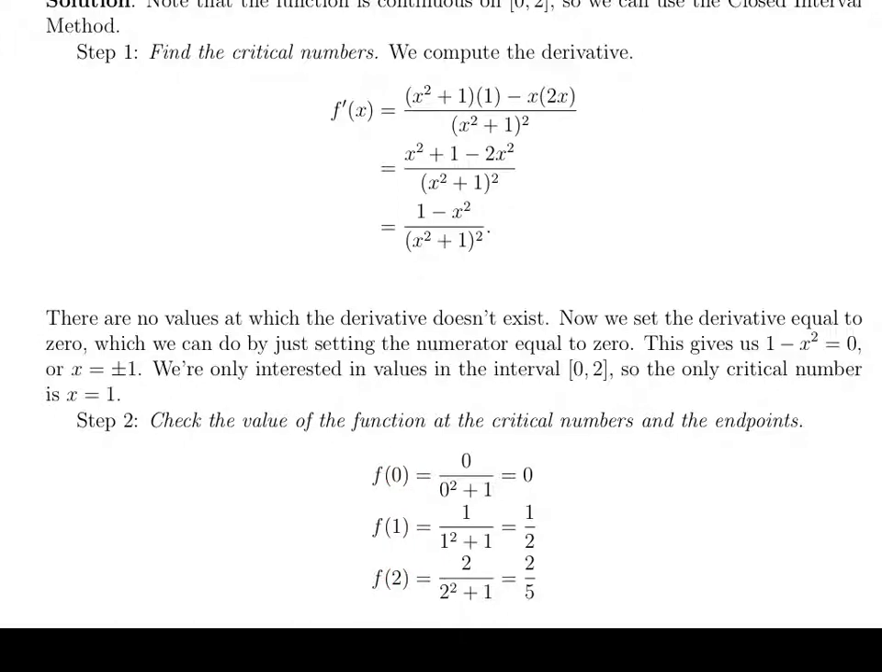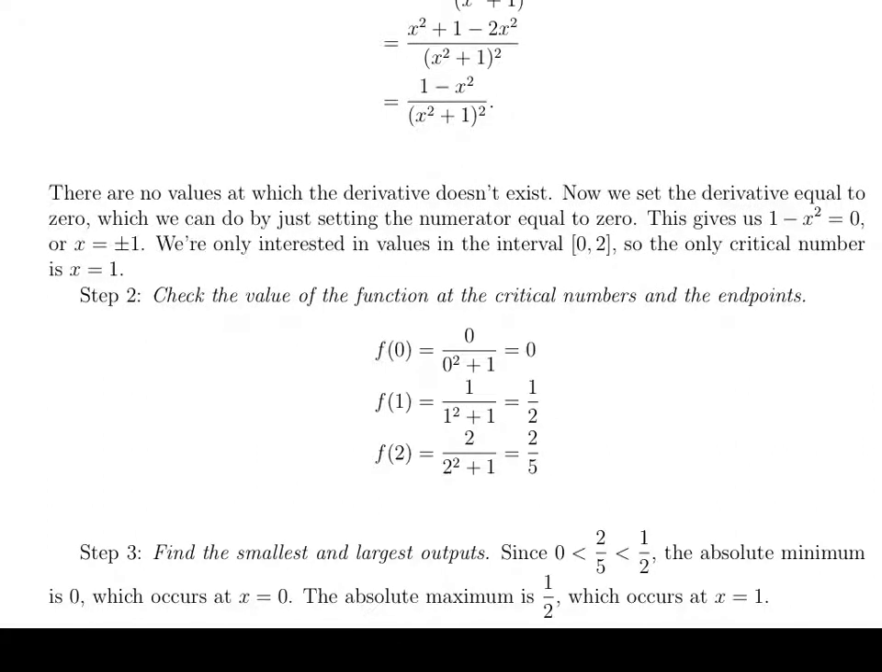So now what we need to do is, once we have these outputs, we're going to see which one is biggest, which one is smallest. That's our final step. Now it's pretty easy to see that 0 is the smallest output. And then with a little thought, you can see that 2/5 is less than 1/2. That's because 2/5 is 0.4 and 1/2 is 0.5.